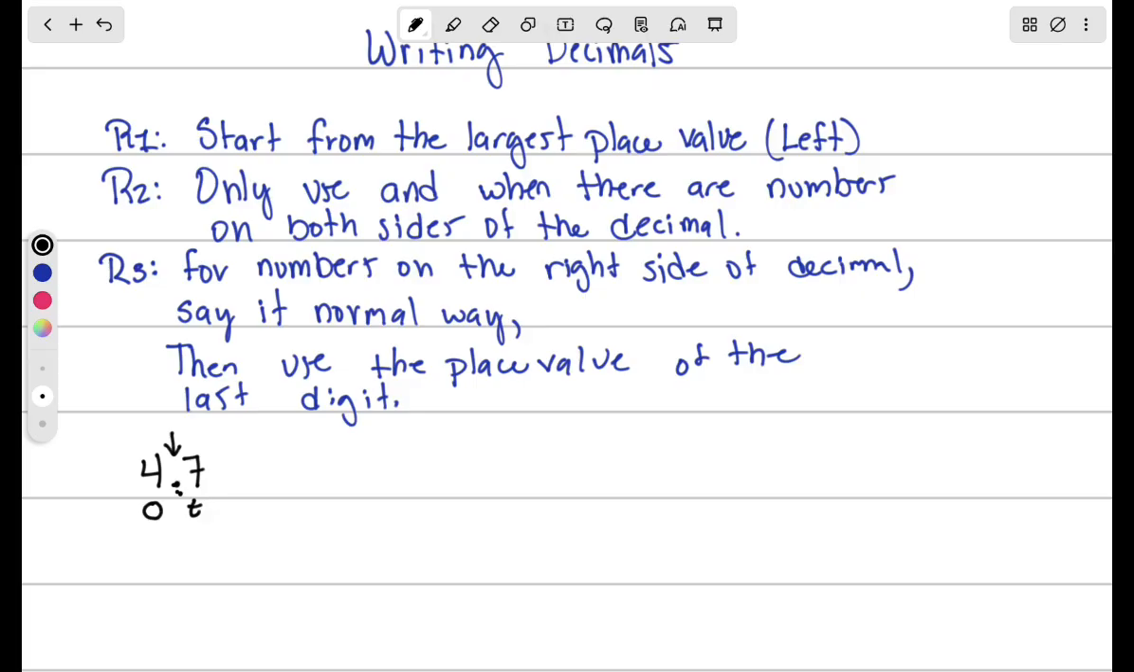Now, almost. We're getting there. You got the ball. You in position. You got it. 4 and 7. Now let's talk about it. Here at rule 3, it says for everything on the right side of the decimal, say it normal. So you said the 7, but it says use the place value of that 7. 4 and 7 tenths. Thank you. There you go.